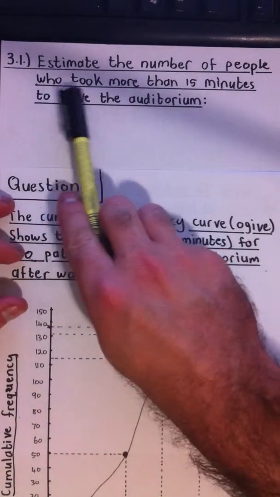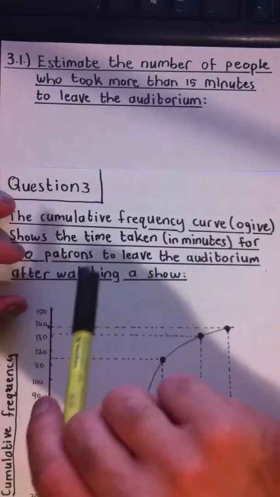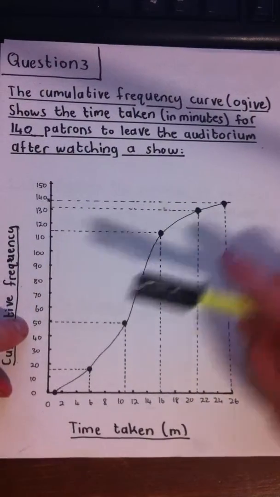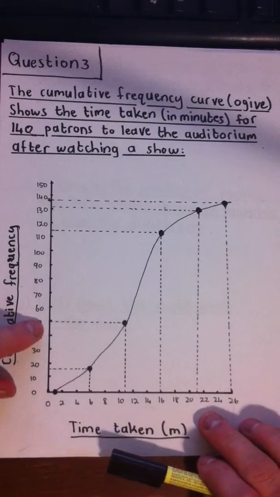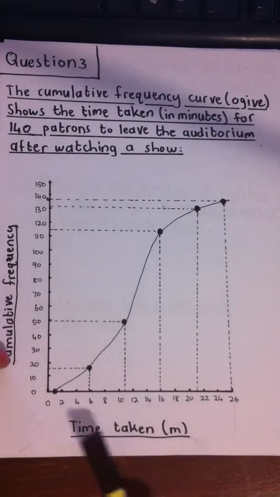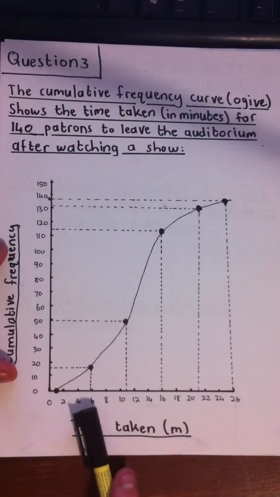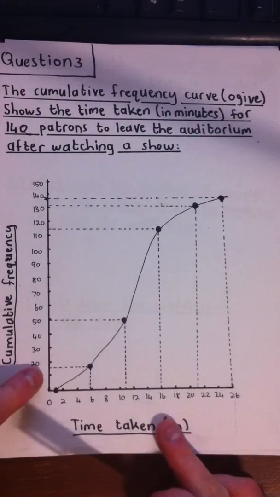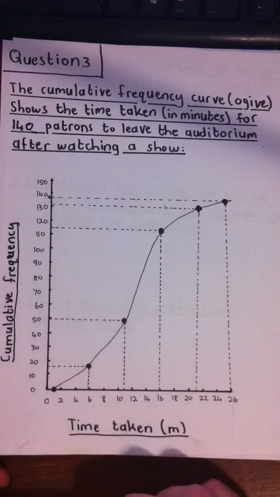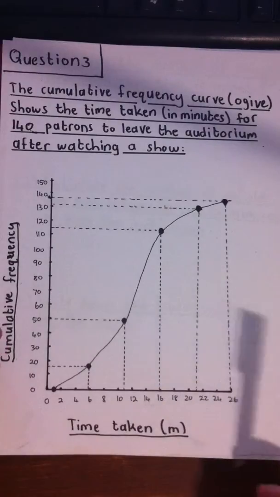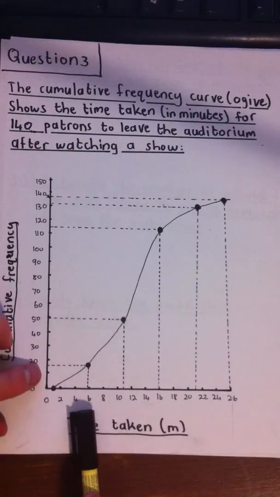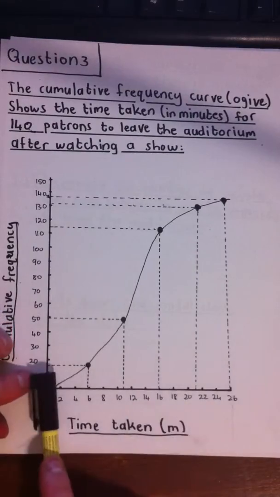Question 3.1. Estimate the number of people who took more than 15 minutes to leave the auditorium. If we look at an ogive, by definition, the values on this side here will be the answers to a less than question. For instance, if they ask how many people took less than 6 minutes to leave, that will just be this value you read off here, which looks like about 16. To get an answer to a more than question, we take 140, the total number, minus the value you read off here. So if they asked how many people took more than 6 minutes, we'd take 140 minus 16.